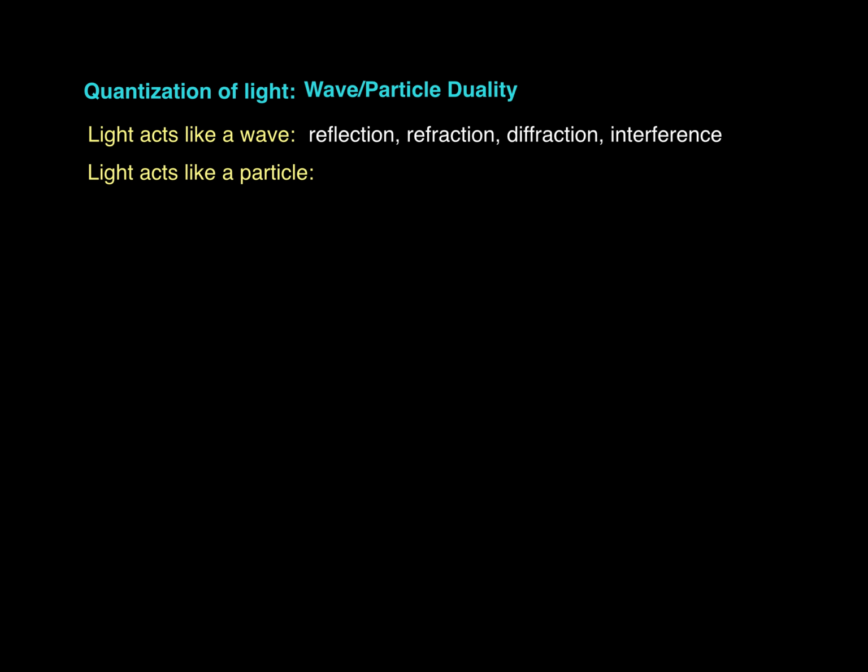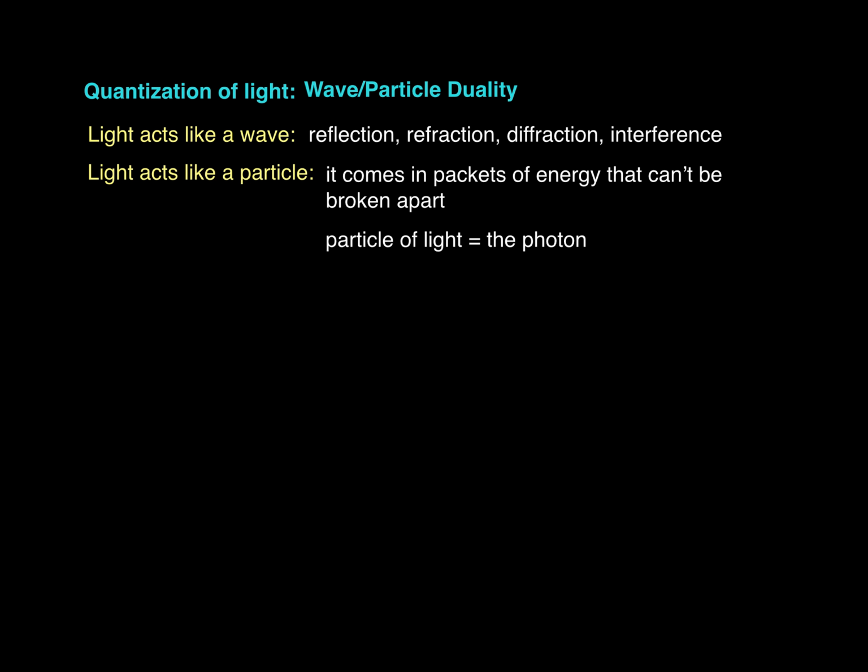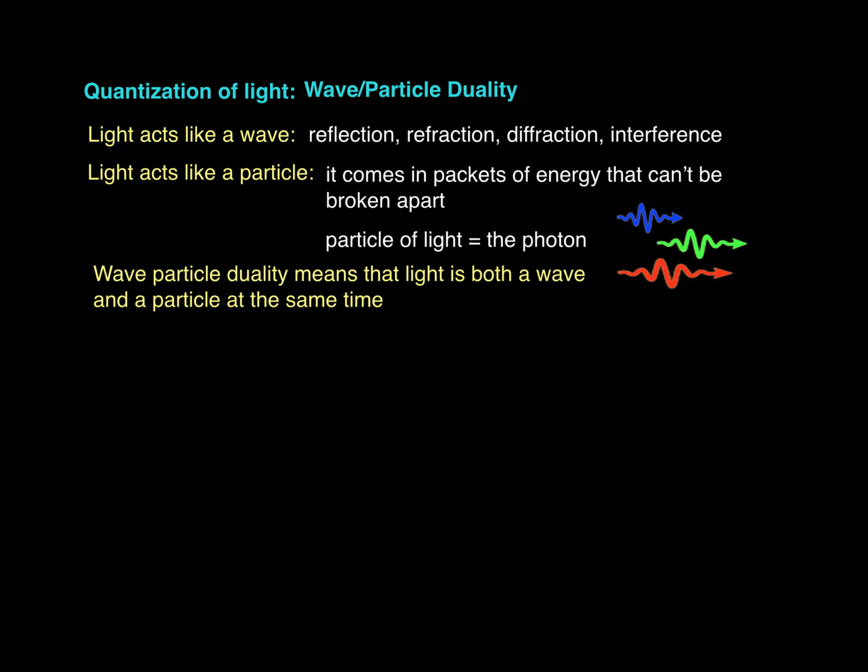But we also have learned that light acts like a particle. It comes in packets of energy that can't be broken apart. The particle of light is called the photon. Wave-particle duality means that light is both a wave and a particle at the same time. This all came from Planck's discovery.